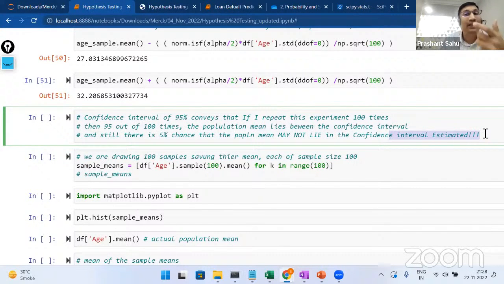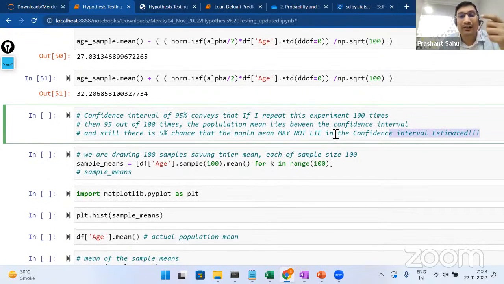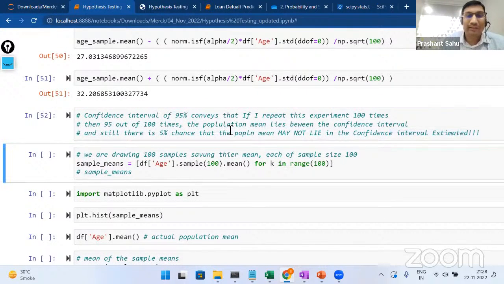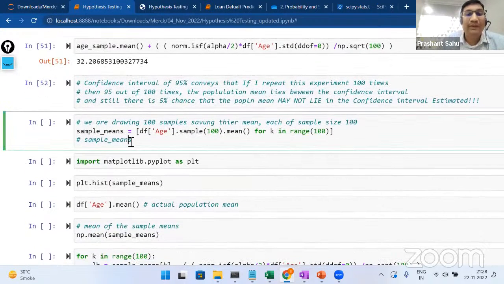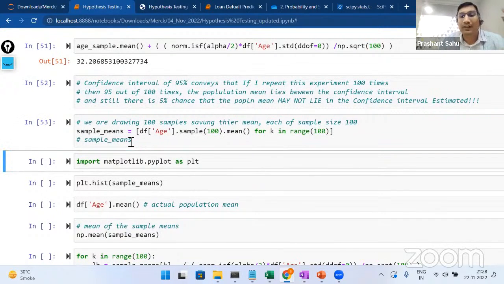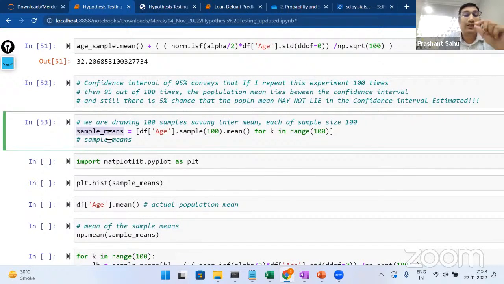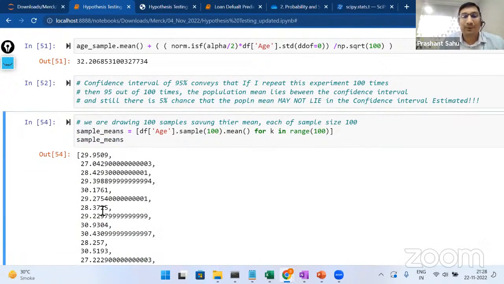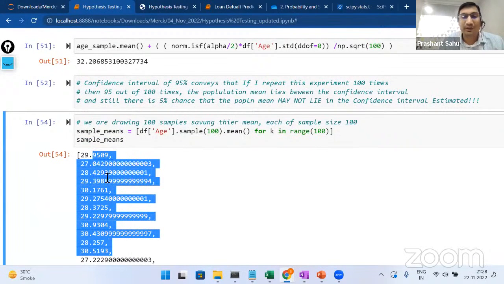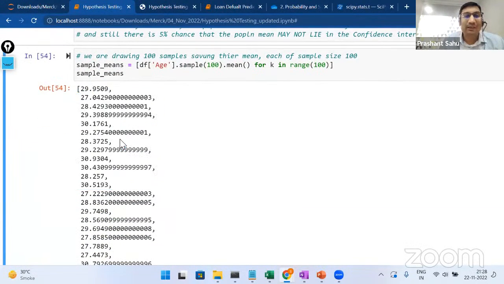So you are estimating a confidence interval. Okay, let's see that. So we are drawing 100 samples now. I'm using a list comprehension and I'm drawing 100 samples. And those 100 sample means are stored here. If you want, I can show you. So these are the 100 sample means. You can see that the sample means are varying.